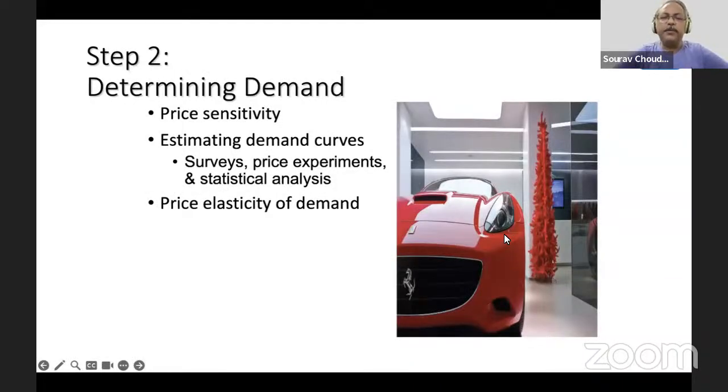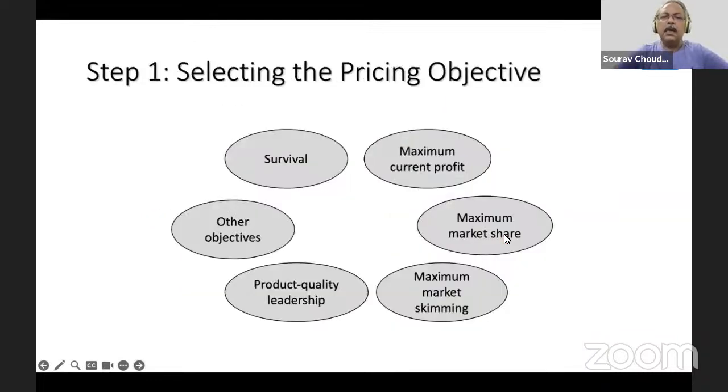So last week, if you remember, we were discussing the pricing objectives. So maximizing profit, maximizing market share, market skimming, product quality leadership, other objectives, and survival. And I spoke about the product life cycle also to you.